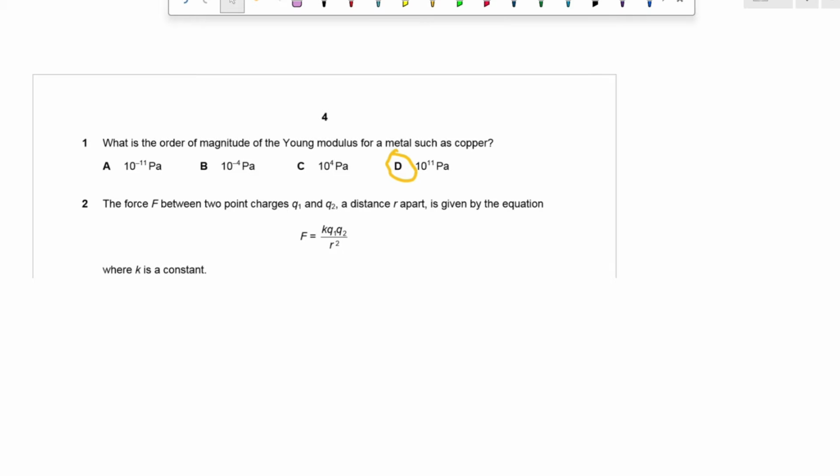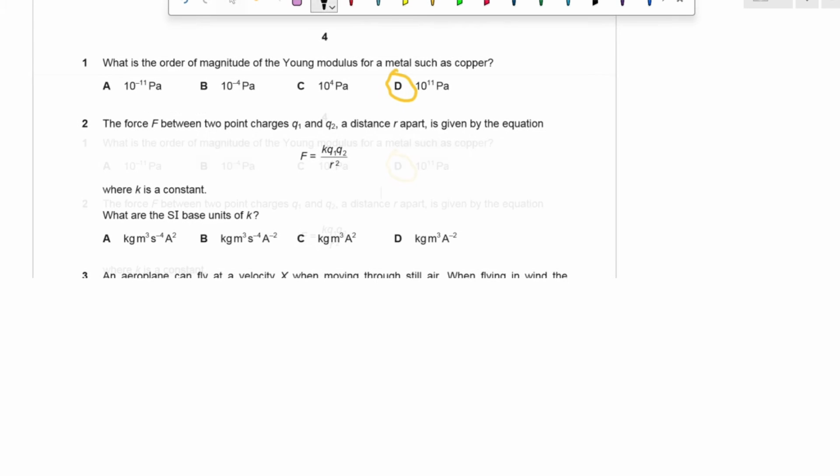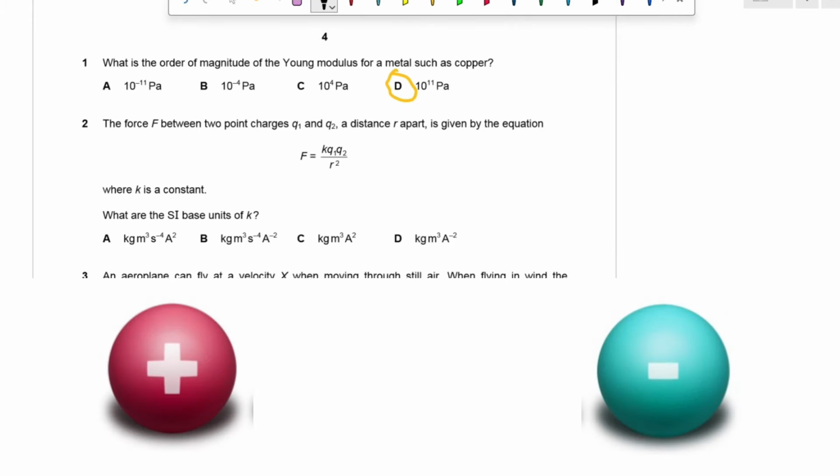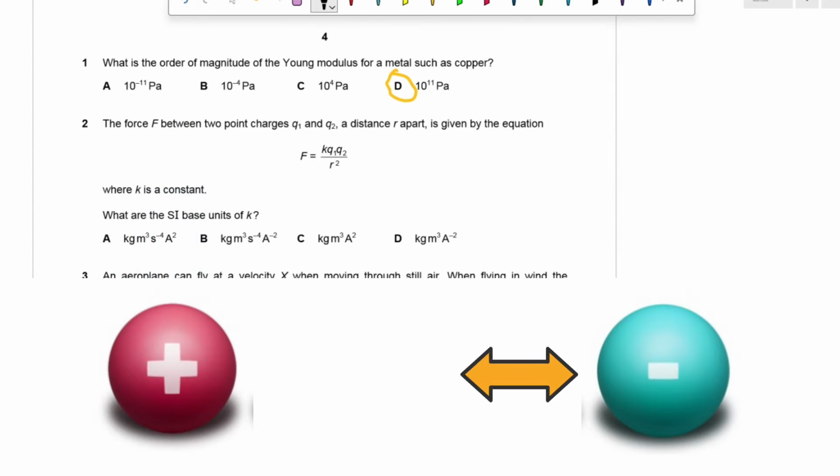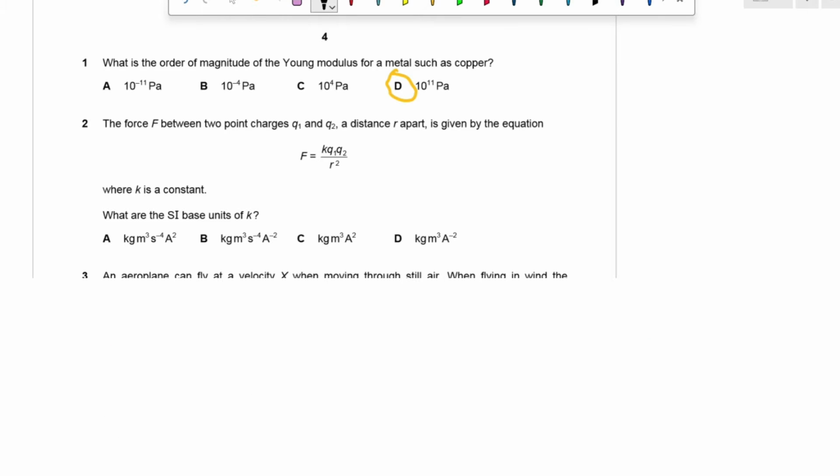Moving on to the next question, we're given the force between 2 point charges, Q1 and Q2, that are distance r apart. And it has been given that we have the equation F equals k Q1 Q2 divided by r squared, and we're asked to find the SI base units of k.